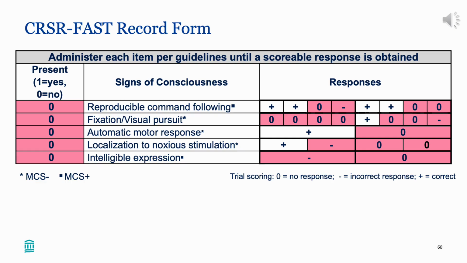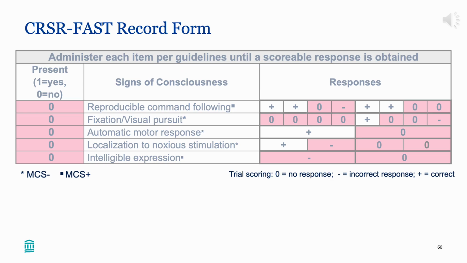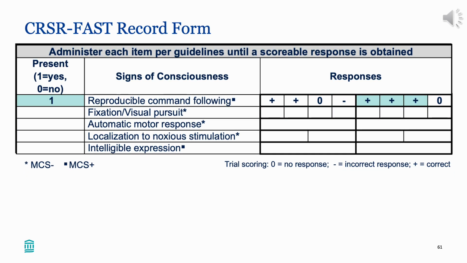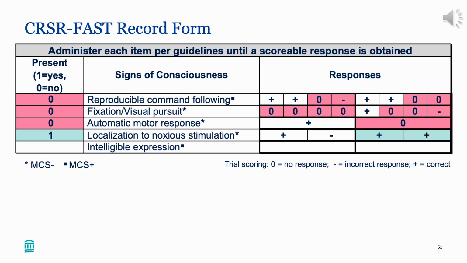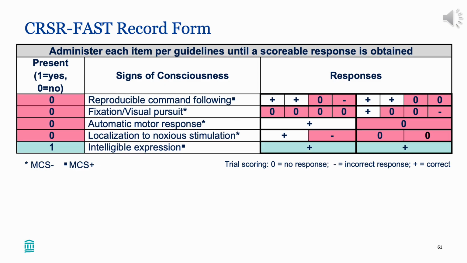If the patient is unable to meet scoring criteria for all core behaviors, then the examiner can conclude that the patient is unconscious. However, if the patient meets scoring criteria for any of the core behaviors, then the examiner can determine that the patient is conscious. Remember that the examiner is not required to assess for all core behavioral signs of consciousness. The presence of a single core behavior is sufficient to determine that the patient is conscious. However, the examiner should always administer items to assess reproducible command following.